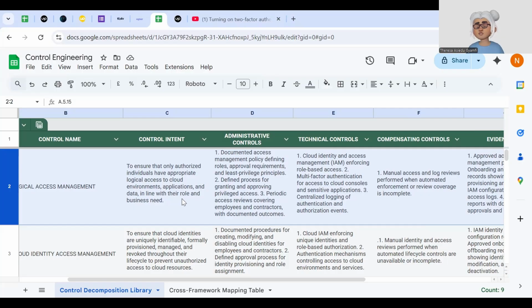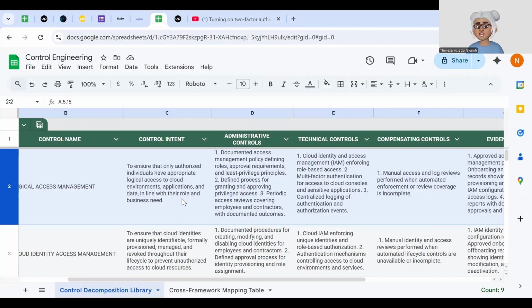And then when we move on to technical controls, we have cloud identity and access management enforcing role-based access. Exactly. It's not just about documenting the process as to who has access to what, how to grant accesses and all that. That's for the administrative side. But moving on to the technical side, we need to have a system in place that will help enforce the administrative controls. So those will be the technical controls.